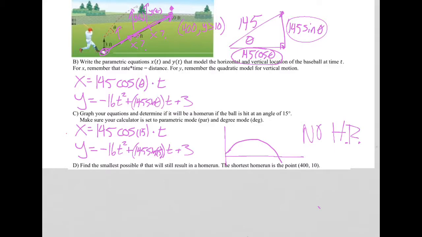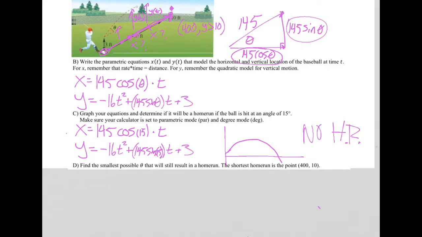Well, let's look at D. It says find the smallest possible theta that will result in a home run. The shortest home run is the point 400, 10, right? Because that would be hitting right at the very top of the fence. Maybe you want to argue about whether it would go over or not, but let's go ahead and use that as our benchmark for this.